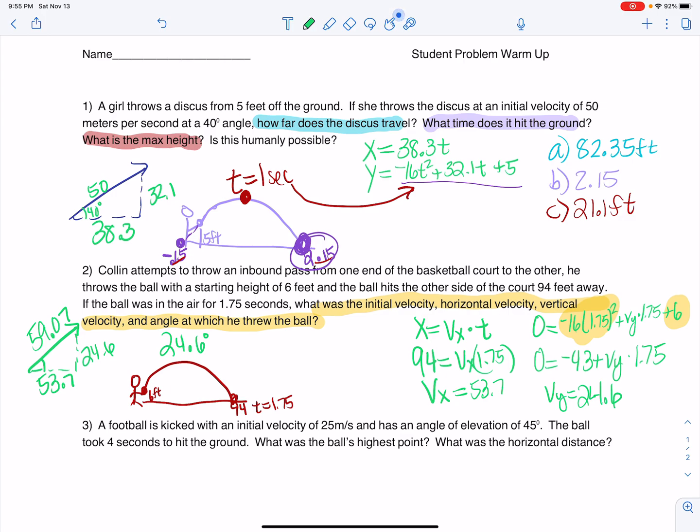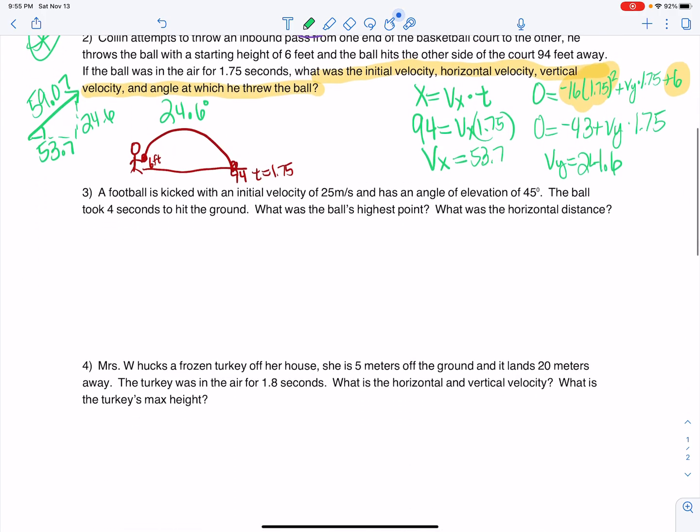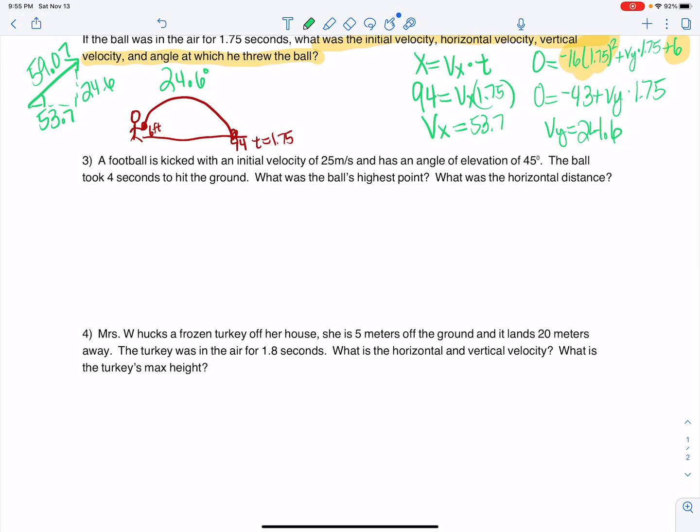Okay, that's going to be this problem right here, which is your project, which we're going to talk about when I get back. Okay, the football player one. So if you haven't gotten these last two done, maybe pause and see if you can do them now.